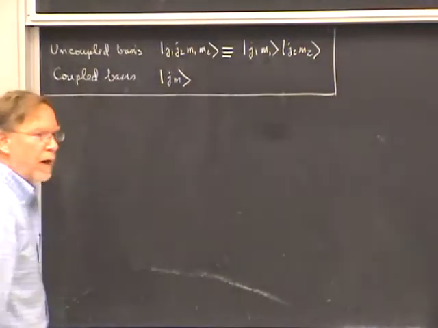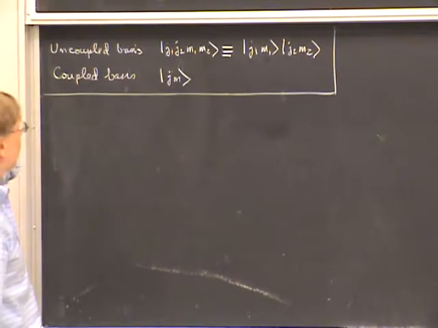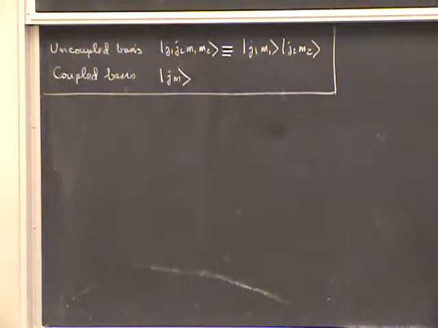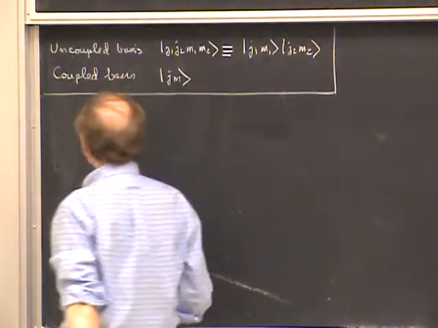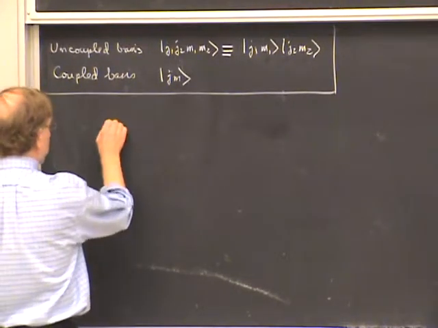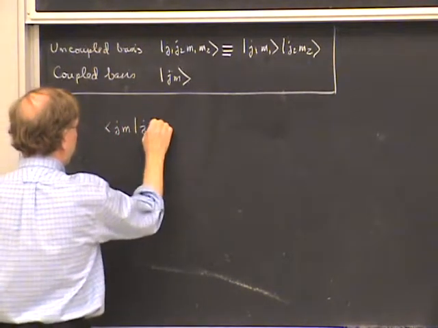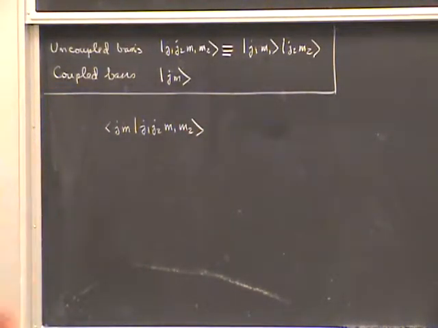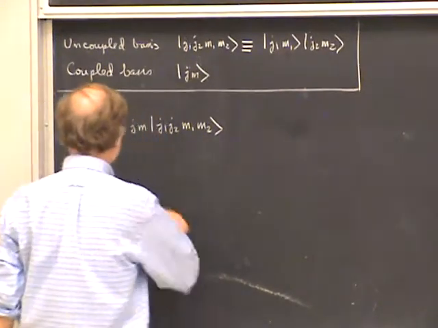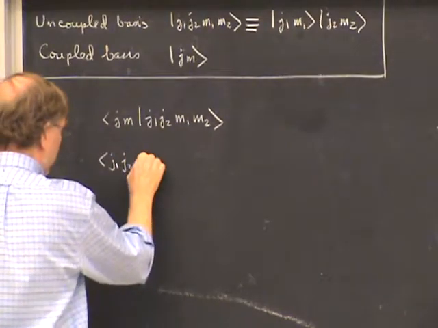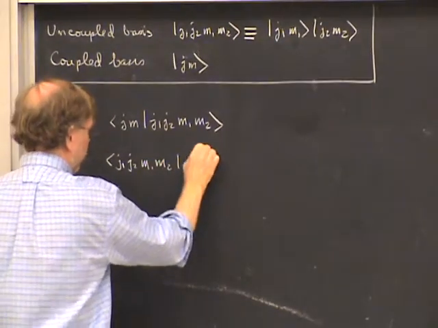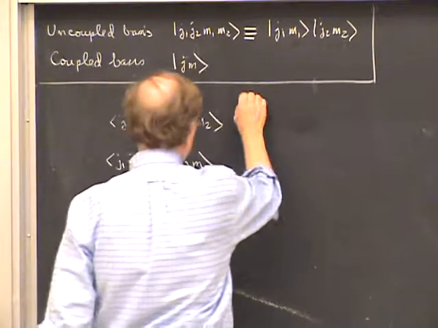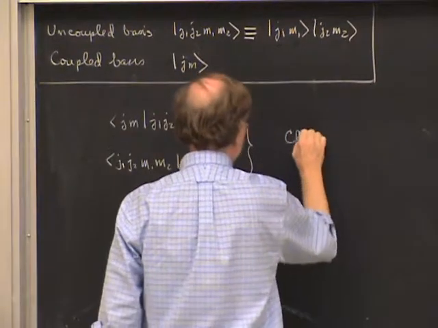The number of basis vectors is the same. It's the dimension of the space, 18 in the example we were looking at. And so there is a unitary transformation that connects us from one basis to the other. And the components of the unitary matrix that carry out the transformation are just the scalar products of the basis vectors from one space with the basis vectors from the other space. These are the scalar products looking like this. Or you could go in the other direction, J1, J2, M1, M2 with J, M, if you wanted to take the Hermitian conjugate of the unitary matrix. These matrix elements are called the Clebsch-Gordan coefficients.